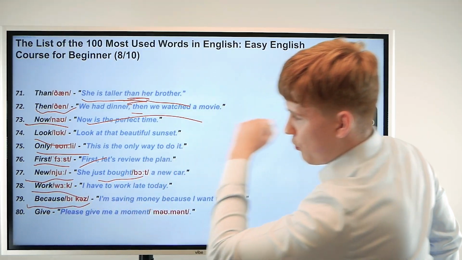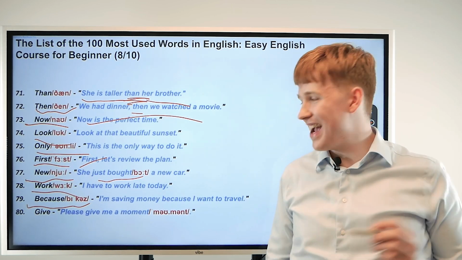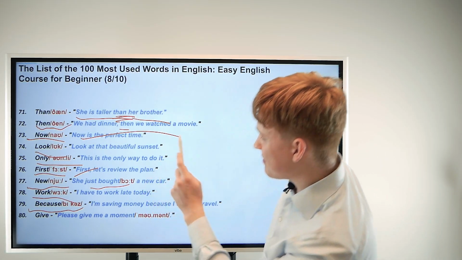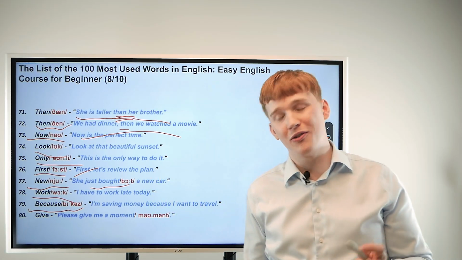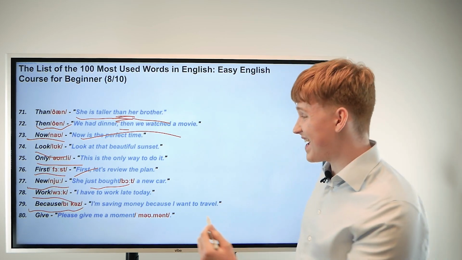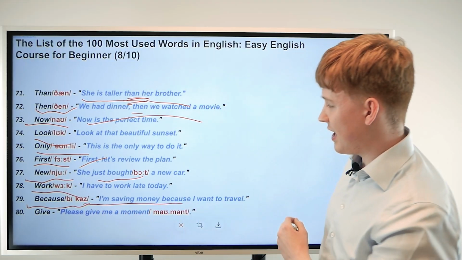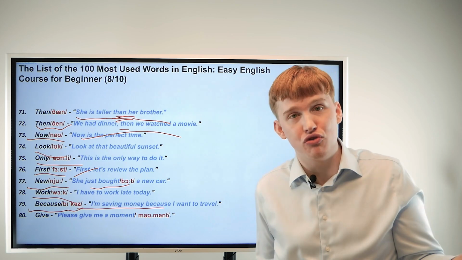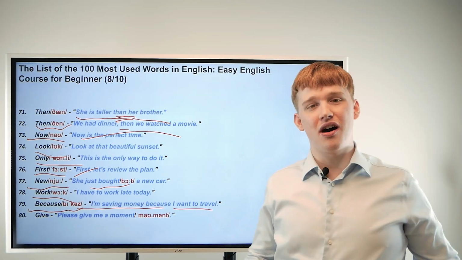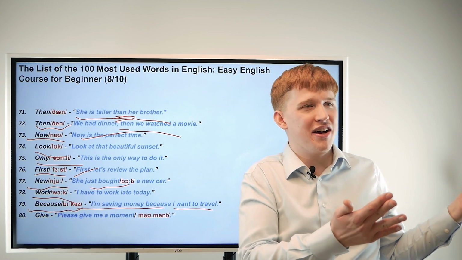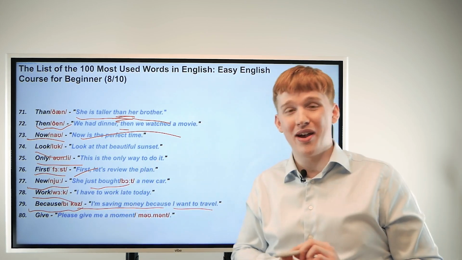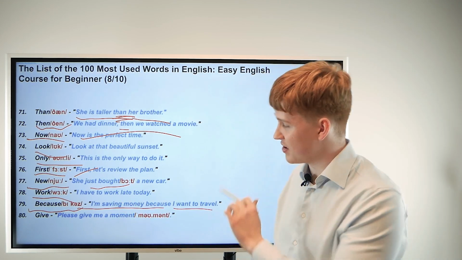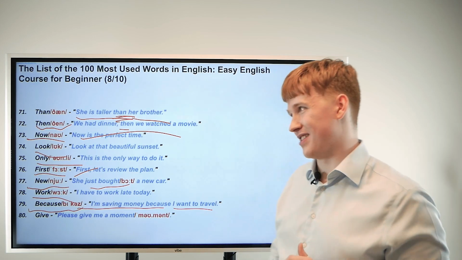Okay, next up we have because. Can you say because? Because. Perfect. So I'm saving money because I want to travel. So in this sentence, we are stating that this is what you're doing, and the reason for you doing that is this. So I'm saving money. Why are you saving money? Because I want to travel. So it answers the question, why? So that is a very important one to remember because is very commonly used in English.